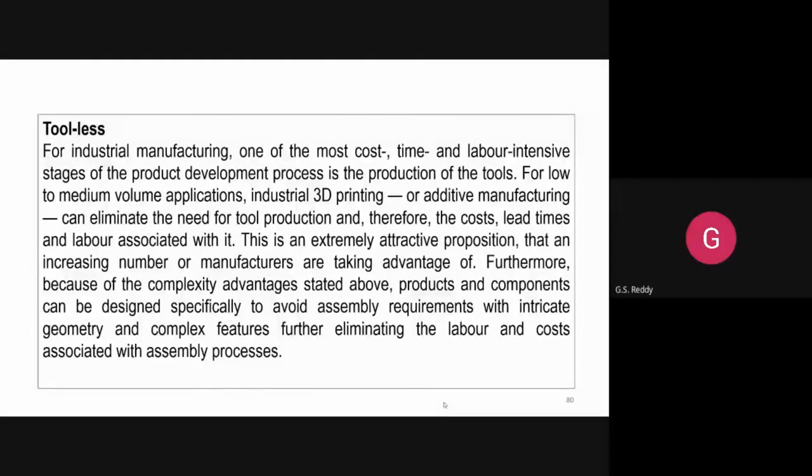Tools are not required for industrial manufacturing. One of the most cost, time and labor intensive stages of the product development process is the production of the tools. For low to medium volume applications, industrial 3D printing or additive manufacturing can eliminate the need for tool production, and therefore the cost, lead times and labor associated with it. This is an extremely attractive proposition that an increasing number of manufacturers are taking advantage of. Furthermore, because of the complexity advantages stated above, products and components can be designed specifically to avoid assembly requirements with intricate geometry and complex features, further eliminating the labor and cost associated with the assembly process. Because of these advantages, although there is a huge list of disadvantages, the drive is going towards adopting additive manufacturing.